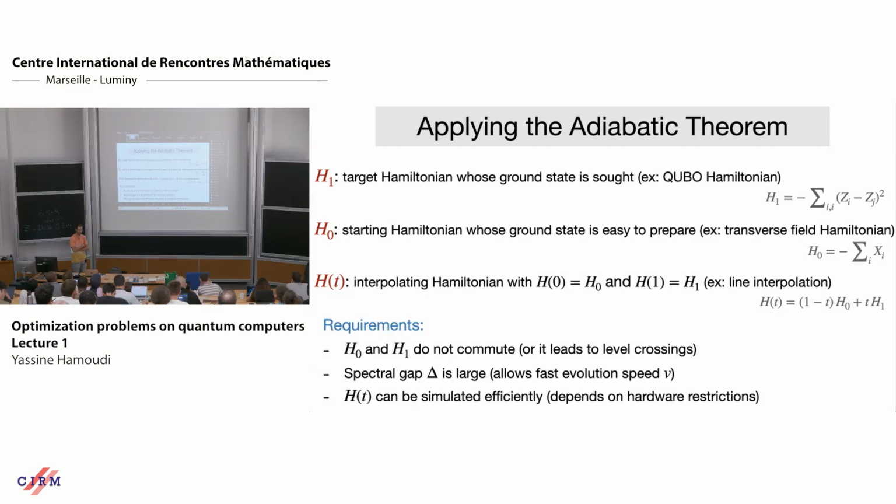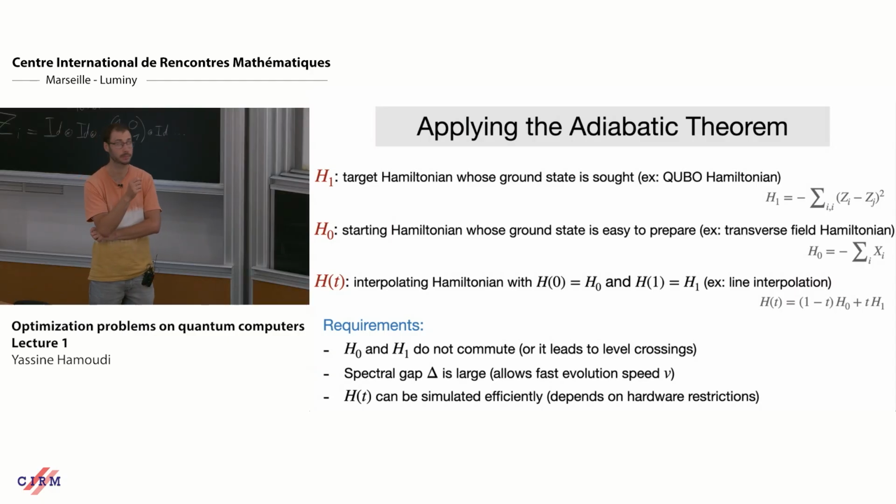Now, what kind of requirement do you want? Well, first, h0 and h1 should not commute, or you would have level crossings, so the gap would be closed. The second important condition is that the spectral gap is expected to be as large as possible, because the evolution speed depends on how large delta is. So this is going to be the main issue.